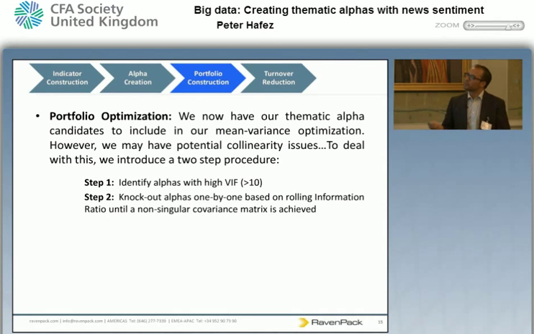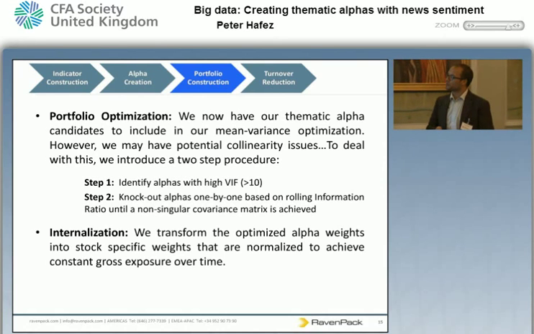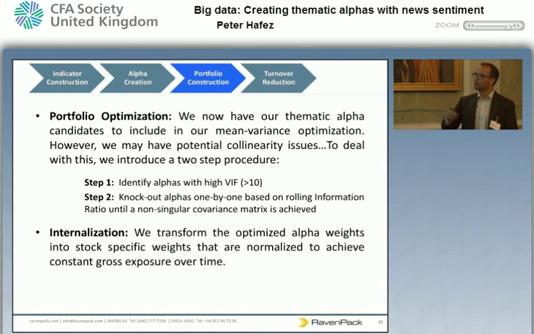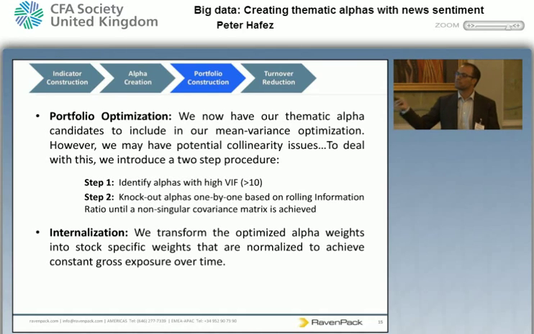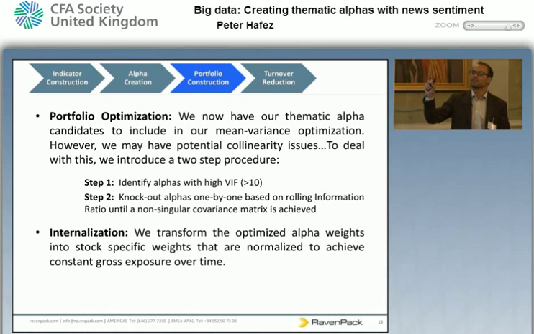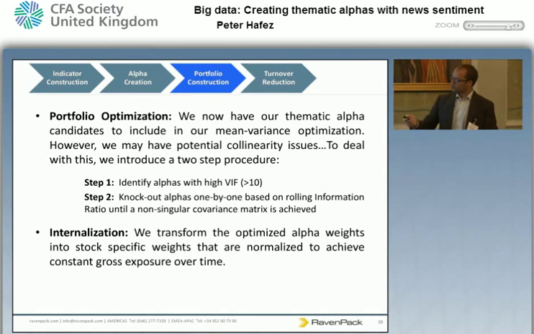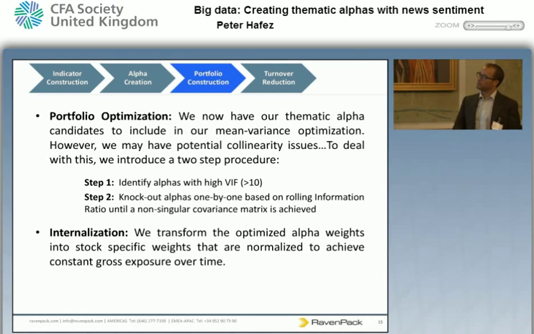This is also an area where we expect to do more research in finding better ways to potentially carry over alphas. But the way that we do it is that we include one by one the ones that have a VIF higher than 10, and we select based on the highest information ratios. So we knock out the ones with the lowest information ratios, alpha-wise, until we're able to produce a non-singular covariance matrix. That basically helps us to run our mean variance optimization.